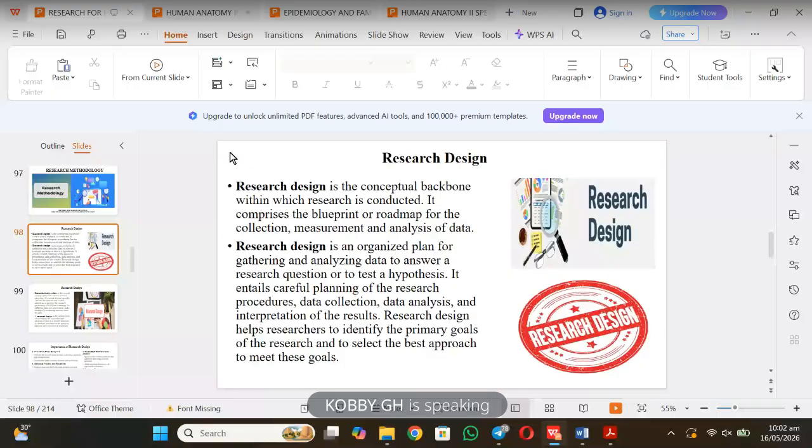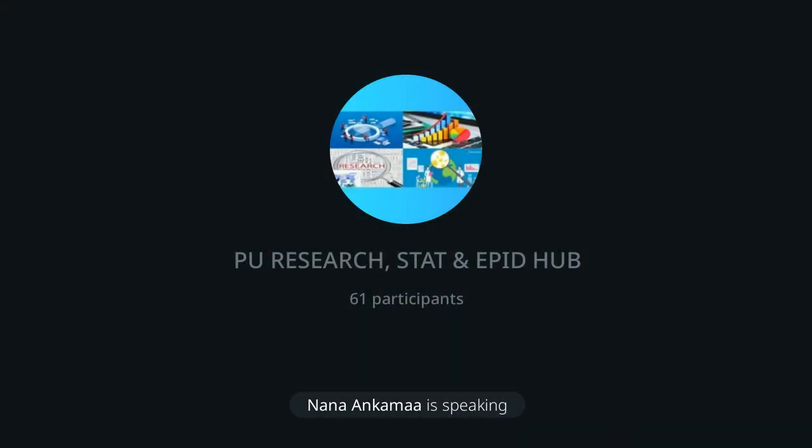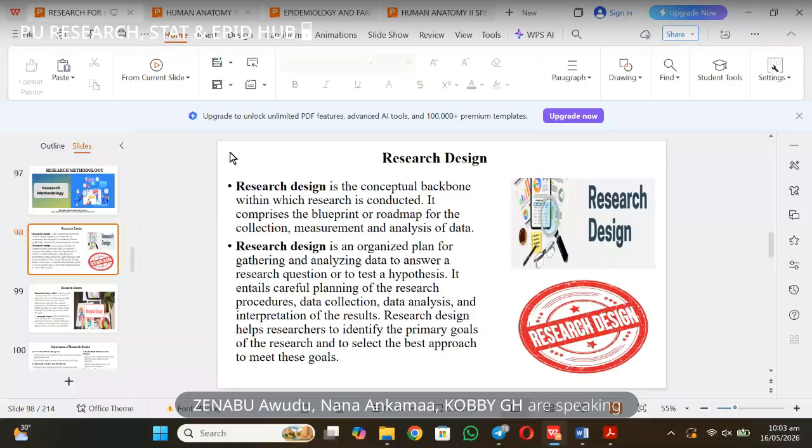The first one is quantitative approach. The second one is qualitative approach. And the last one is mixed method approach. How many data collection approaches do we have? Three. What are they? Quantitative approach, qualitative approach, mixed method approach.